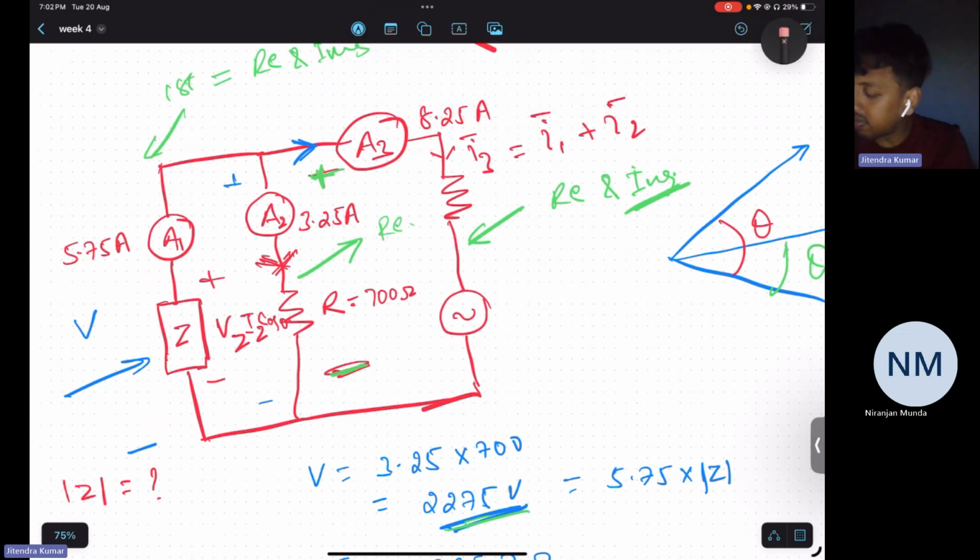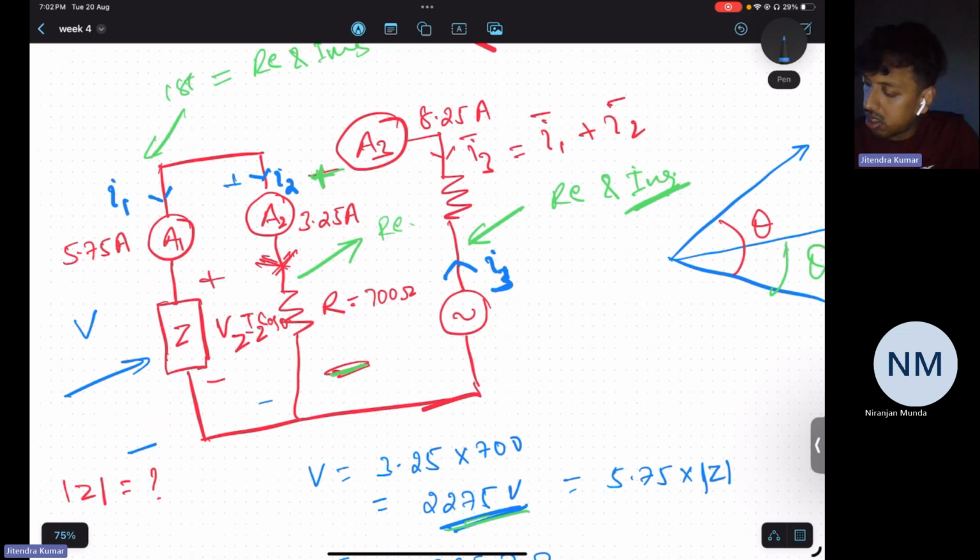Current must be going from this. Okay, I3, I2, I1. This must have been the direction of this circuit. Okay, so I could do this.